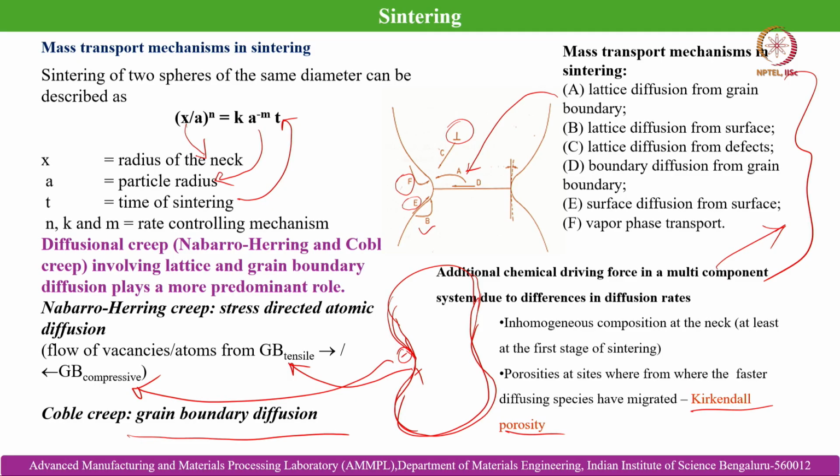So, in the last class we also discussed this equation: x by a to the power n is equal to k to the power minus m into t, where x is the radius of the neck, a is the particle radius, and t is the time of sintering. As we discussed in the last class, the mass transport mechanisms of sintering include lattice diffusion from grain boundary, from surface, from defects, and then boundary diffusion from grain boundary, surface diffusion from surface, as well as vapor phase transport.